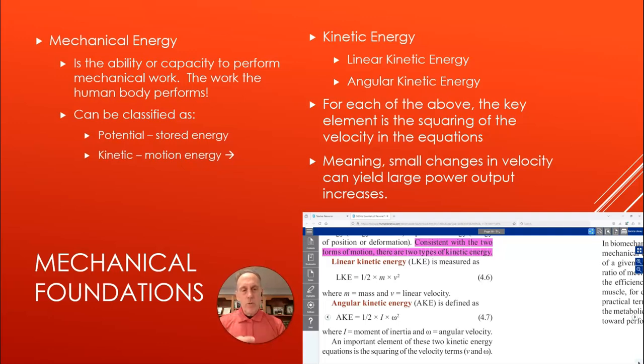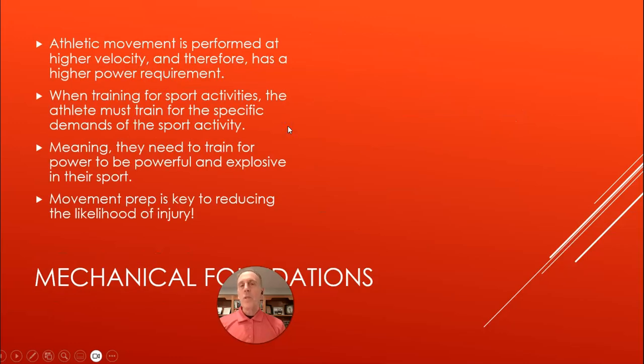The takeaway here is this. If you have a small change in velocity here or here, you're going to have a large yield in terms of power output. So I can't stress this enough when you talk about refining movement with your athletes or working with your people. You have this kind of ripple effect where when you refine in one area and you can allow somebody to move faster and articulate better and quicker, it translates into a greater power output later on. So athletic movement is performed at higher velocity. We talked about this, and therefore it has a higher power output.